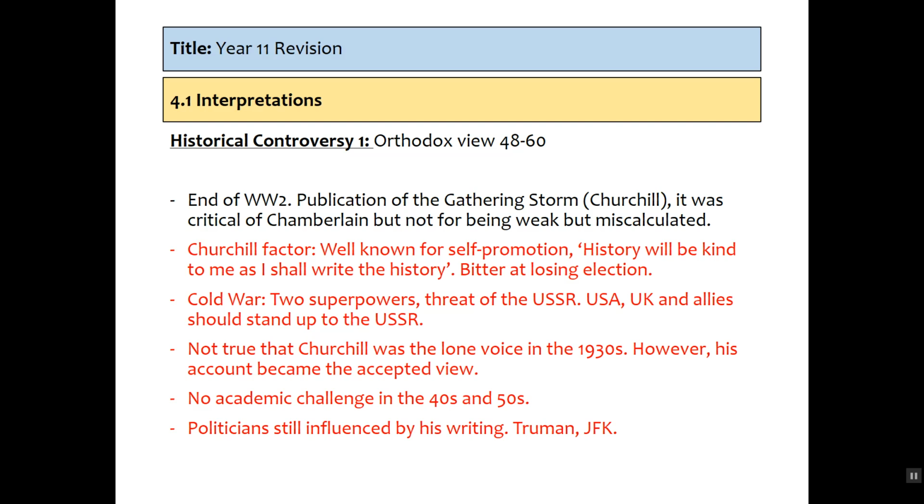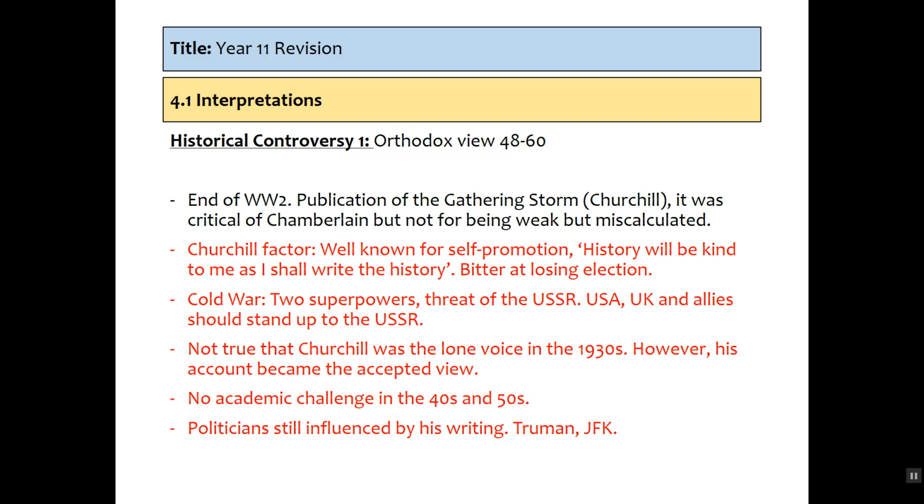Initially, after World War II ends, we've also got the emergence of the Cold War. The two big superpowers, the USA and the USSR, the UK and its allies are now looking for somebody to stand up against, in a very similar position to the one they were in in the 30s. This time, Churchill's the person calling the shots. He wants to stand up to the USSR right from the get-go.